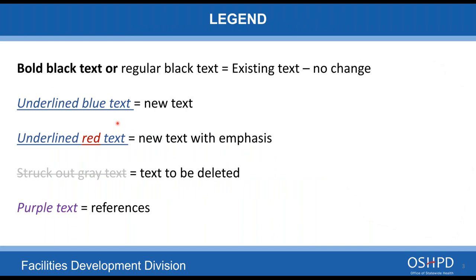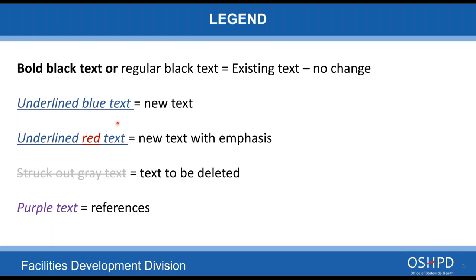Oh, not electrical. Real quick, what we did, we color-coded the slides, so it makes it a little bit easier to understand what was there before as well as what's new. Anything in bold black text or regular text is existing text with no change. The underlined blue text is anything that was added new. If it has a red highlight, it's just there for emphasis. Probably won't see a whole lot of that today.